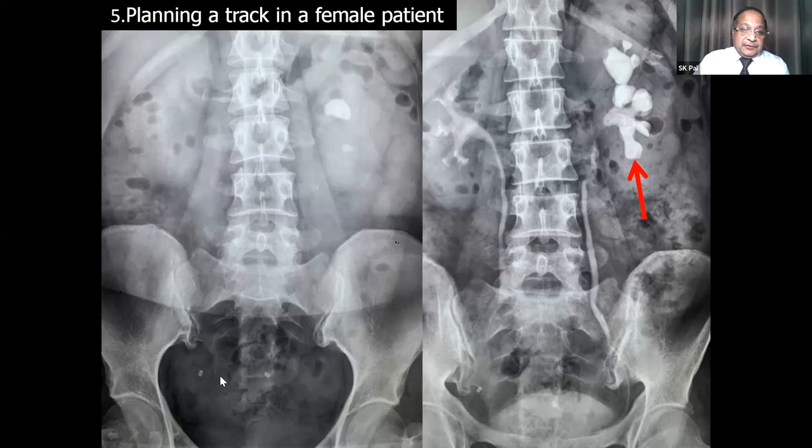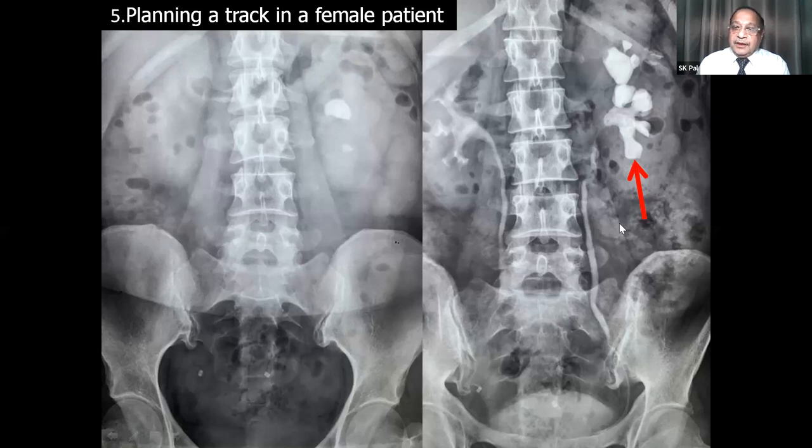This is a thick female patient. You can identify the tubal rings. You can identify huge tummy. And you can also identify that this particular calyx, which we are planning to puncture, is almost parallel to the ureter. So I will be making an entry quite medially if I want to enter this calyx.